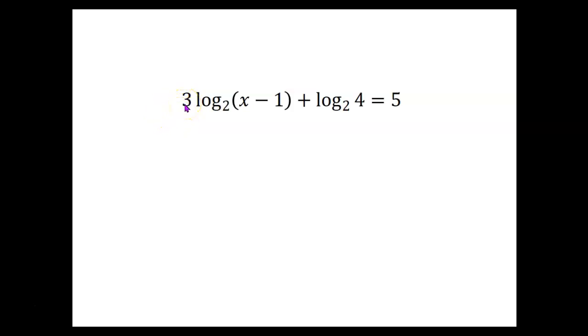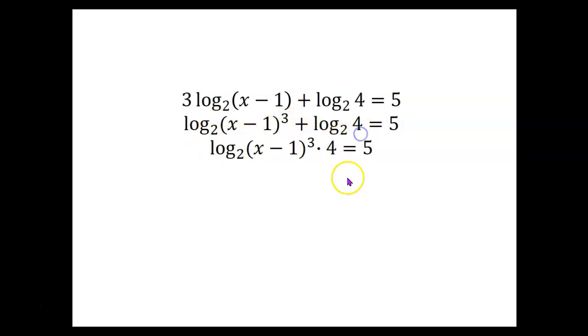First of all, we can take 3 times the log base 2 of x minus 1 and write it as log base 2 of (x minus 1) to the 3 power. And now we can take this sum of logs, log base 2 of (x minus 1) to the 3 plus log base 2 of 4, and combine that into log base 2 of (x minus 1) to the 3 times 4.